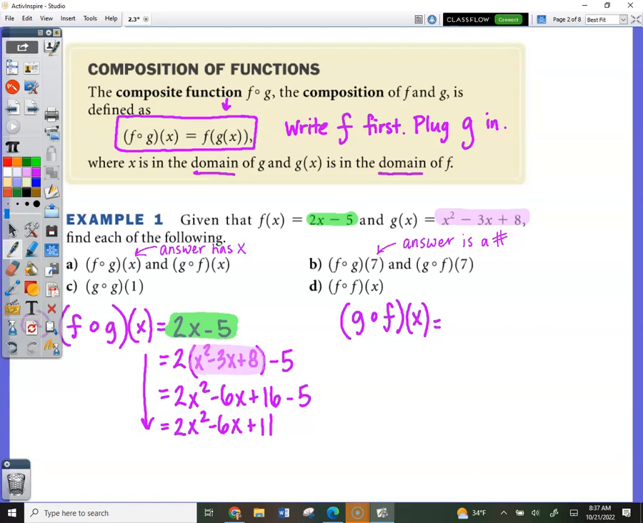Write function g first. So that's x squared minus 3x plus 8. Now, beep out the x everywhere there's an x. So, beep squared minus 3 beep, plus 8. And then what goes in there? 2x minus 5 goes in there.